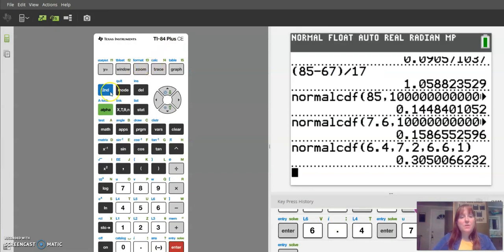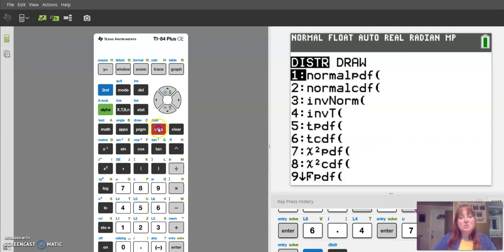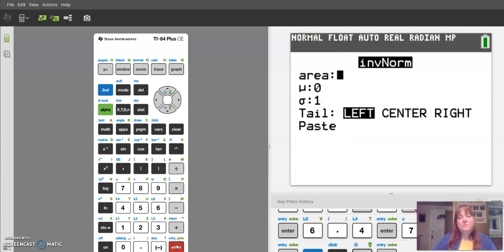Okay, so we're going to go here. We're going to go to second, distribution again, and we're going to go to InvNorm. We're going to push enter. All right, so we're looking for an area. What area are we looking for? We're looking for 0.8, right? 80%. We want to know what values give us an 80% area. We have to give this our mu, or our mean, and our standard deviation, which is 1.